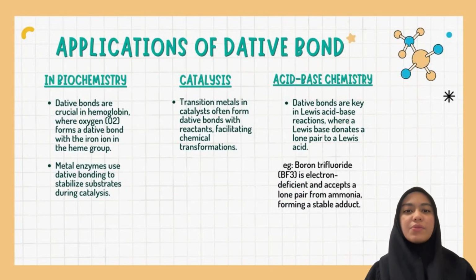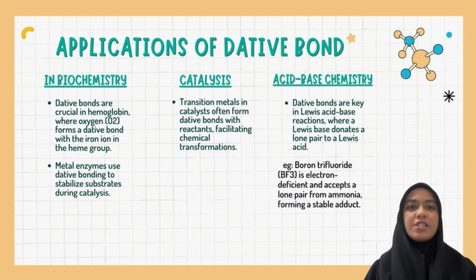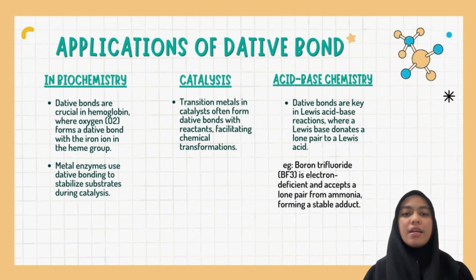Applications of dative bonds. First one, in biochemistry. Dative bonds are crucial in hemoglobin, where oxygen, O2, forms a dative bond with the iron in the heme group. Metal enzymes also use dative bonding to stabilize substrates during catalysis. Second one, catalysts. Transition metals in catalysts often form dative bonds with a reactant, facilitating chemical transformation. Last one, acid-base chemistry. Dative bonds are key in Lewis acid-base reactions, where a Lewis base donates a lone pair to a Lewis acid. Like the example just now, boron trifluoride, BF3, is electron deficient and accepts a lone pair from ammonia, forming a stable adduct or addition product.